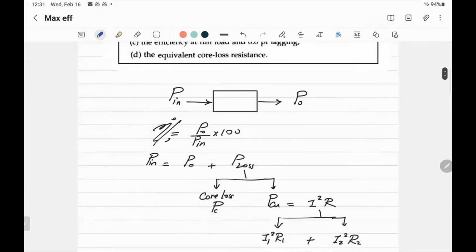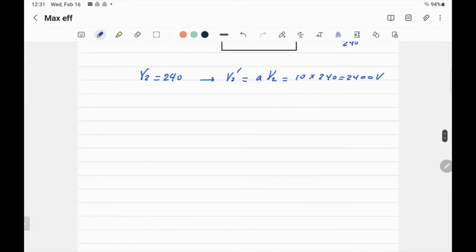Somebody might say, why is 2400 given there? Why do you do all this? Well, because not every time you operate the transformer at the rated voltage. I can tell you it's operating at 200 volts. So this time, it will be 200 times 10, which is 2000.